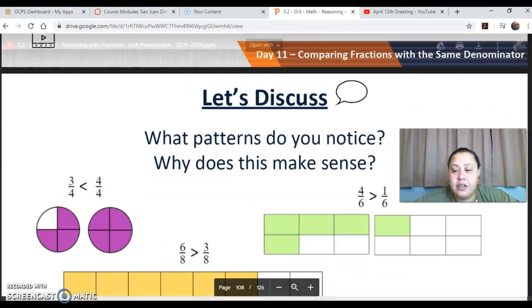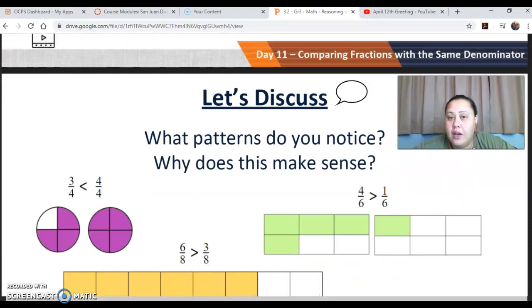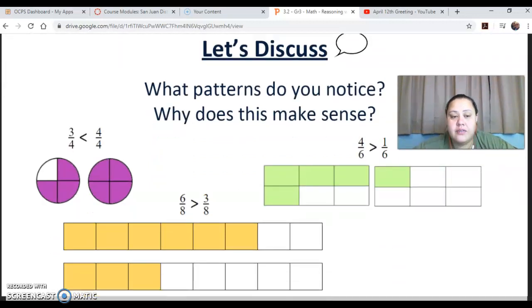Let's see these patterns here. I'm going to move myself a little bit higher. Hello. And we're going to compare these fractions.